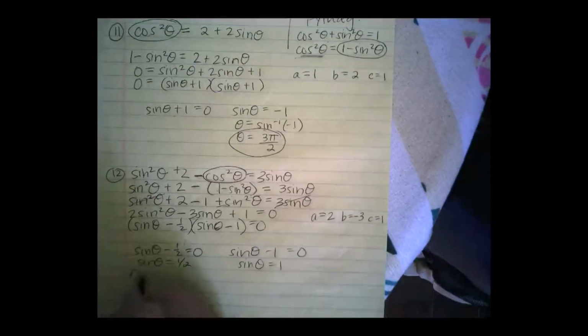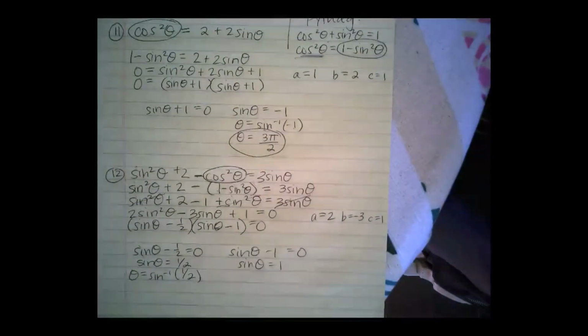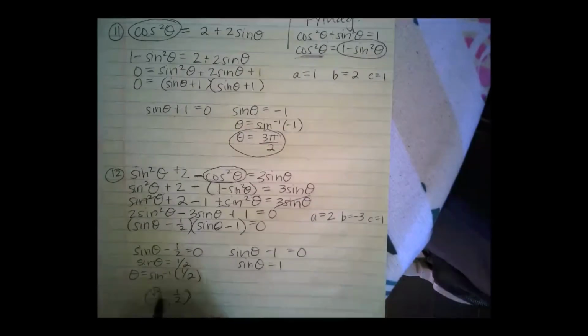This means, what are the angles on the unit circle that have a y coordinate equal to 1/2? All right, so let's talk about that. I'm looking for a coordinate that has 1/2 in the y spot. So if there's a 1/2, the other half of my coordinate is square root of 3 over 2.